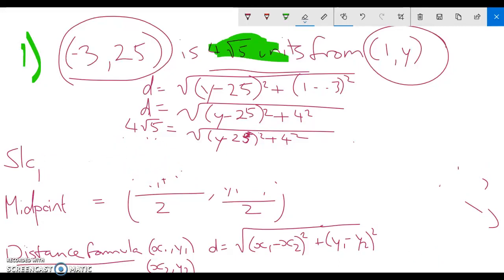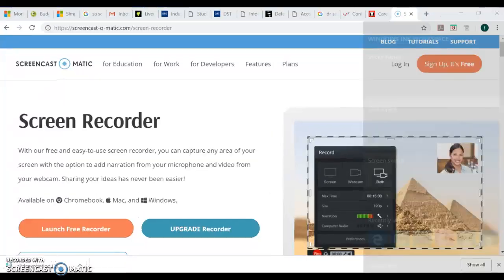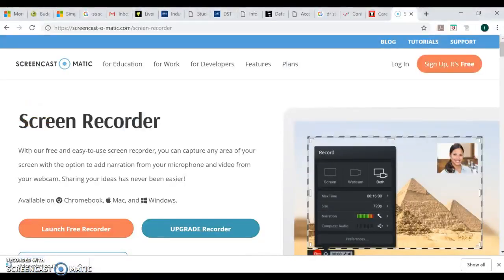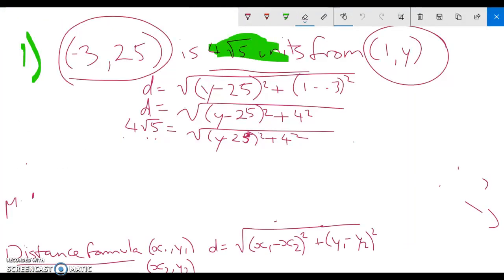Alright, I'm just going to rub these out slightly so I have a bit more room. Now I'm going to get rid of this square root sign because I want to get y on its own, and I'm going to do that by squaring both sides again.